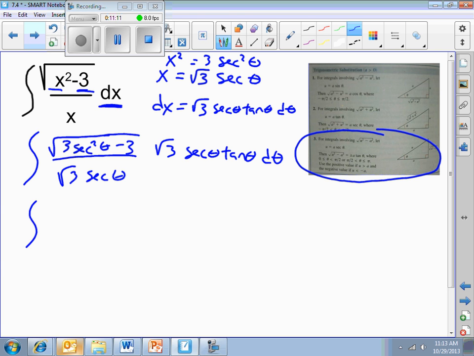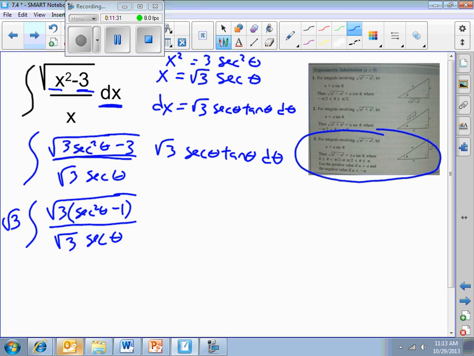If I factor a 3 out under that radical, it's radical 3 times parentheses secant squared theta minus 1. You should recognize that that is eventually going to be our Pythagorean identity to turn that into a tangent squared. Times that radical 3, let's just pull that radical 3 out as a multiplier right now. Secant theta, tangent theta, d theta. I'm going to simplify a little bit. I hope you can see that this radical 3 cancels out with that radical 3. We have a secant theta on top, secant theta there.